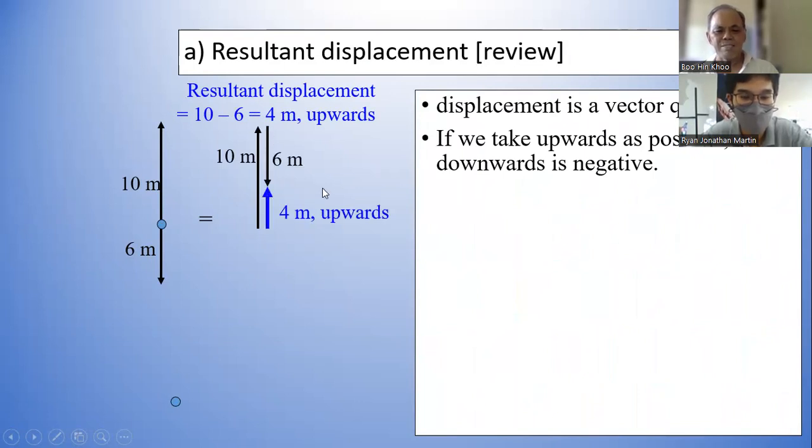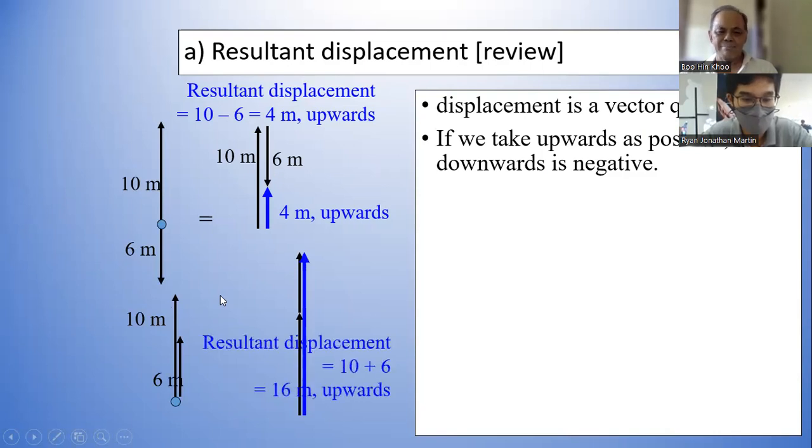Okay, remember displacement is a vector. Or like this case, both are in the same direction, you just add them up. So you get 10 plus 6, which is 16 meter upwards.